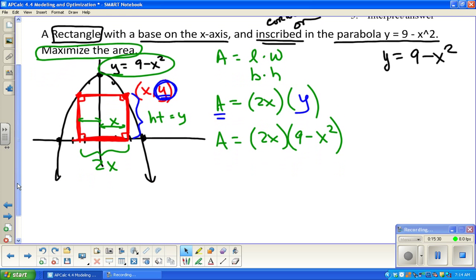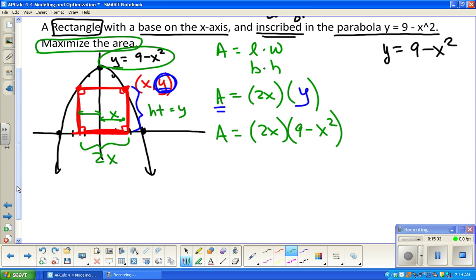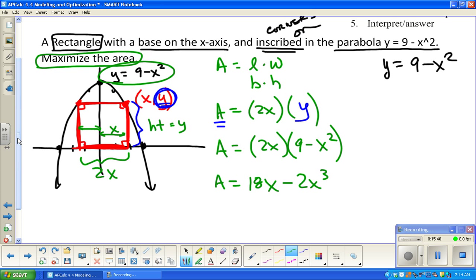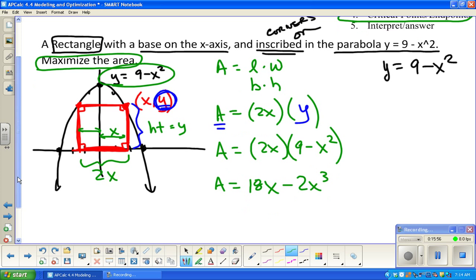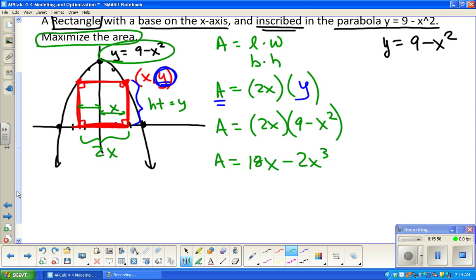So the area is given by 18x minus 2x cubed, as it were. And to maximize this, we want to make this thing as big as it possibly can. So what we need to do is find critical points and endpoints. Now, endpoints would come from any issues from the domain. So, quick little note here.